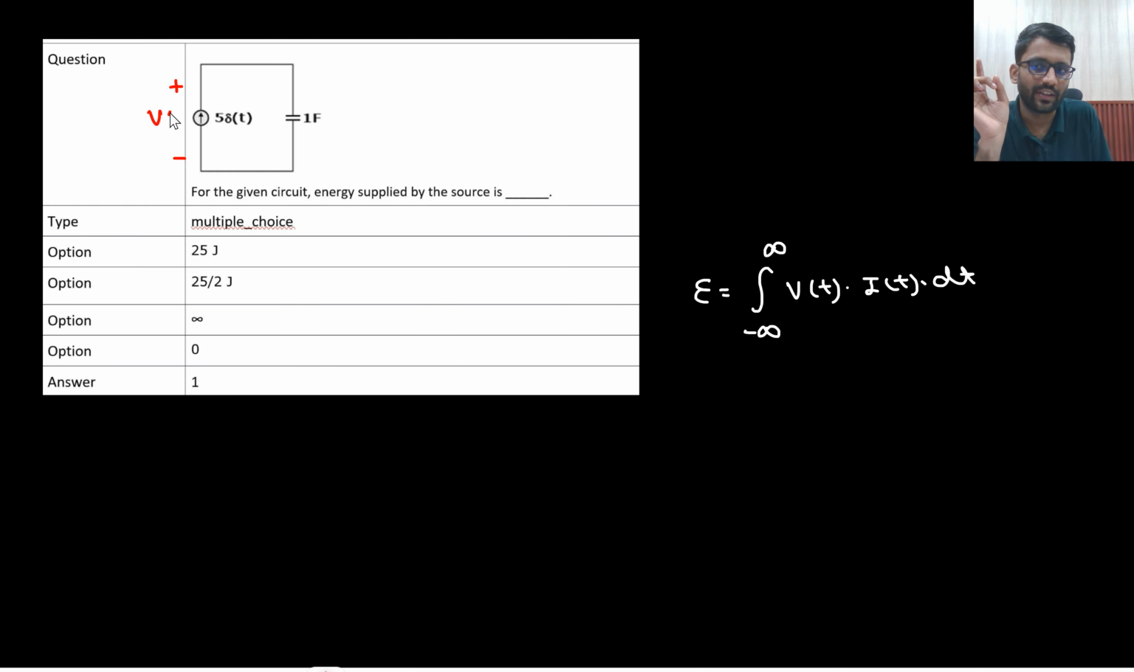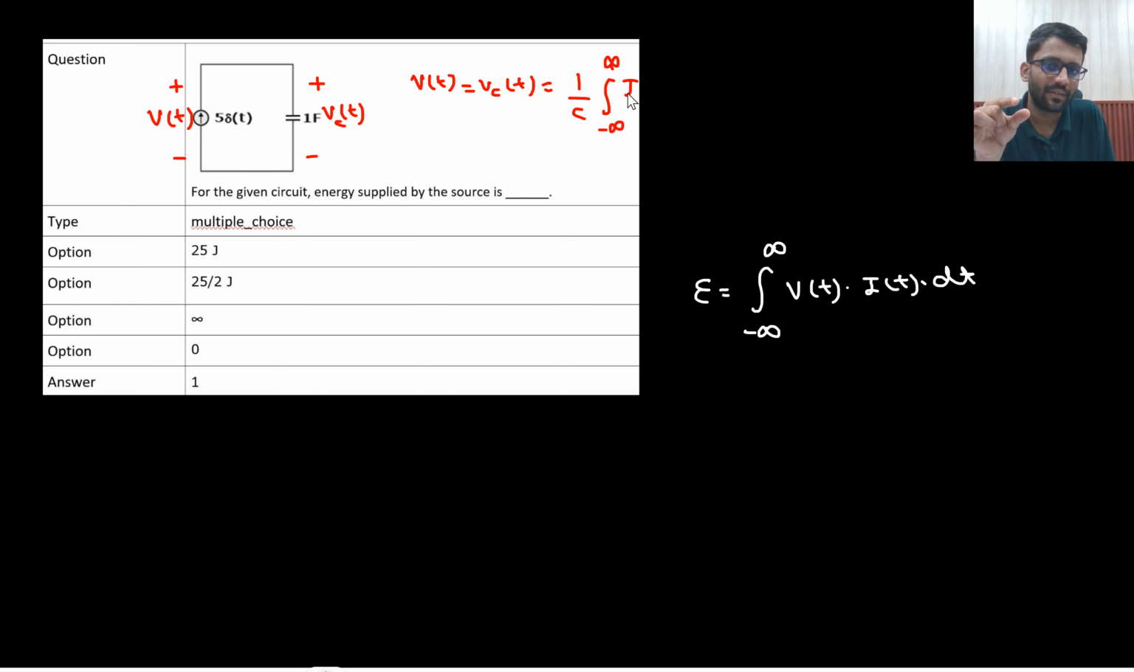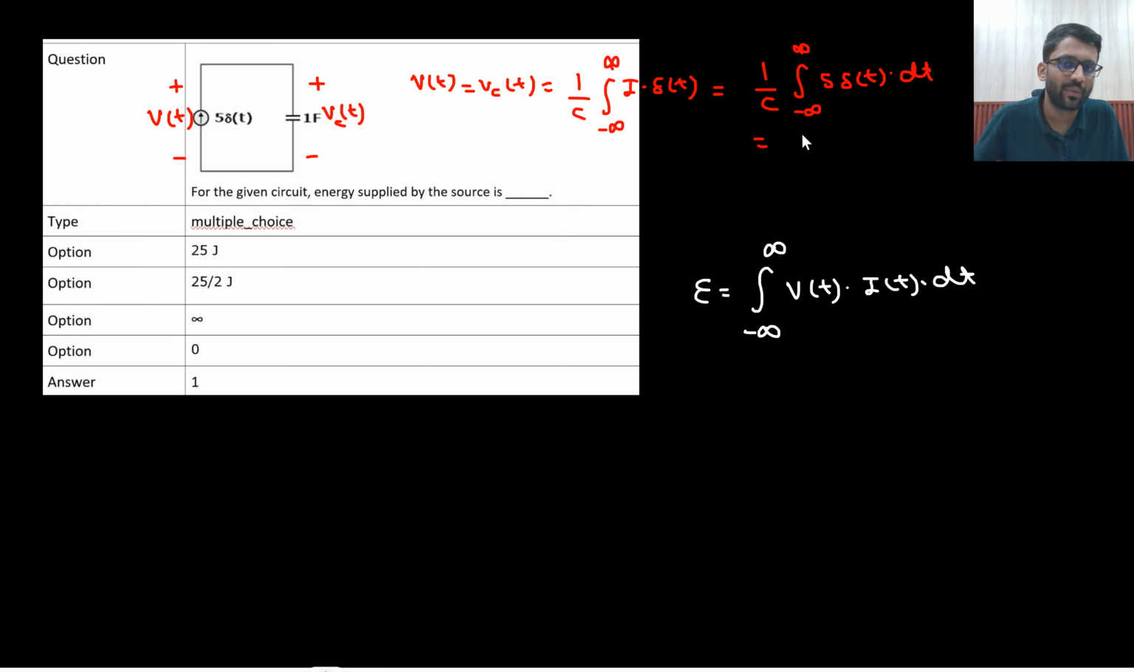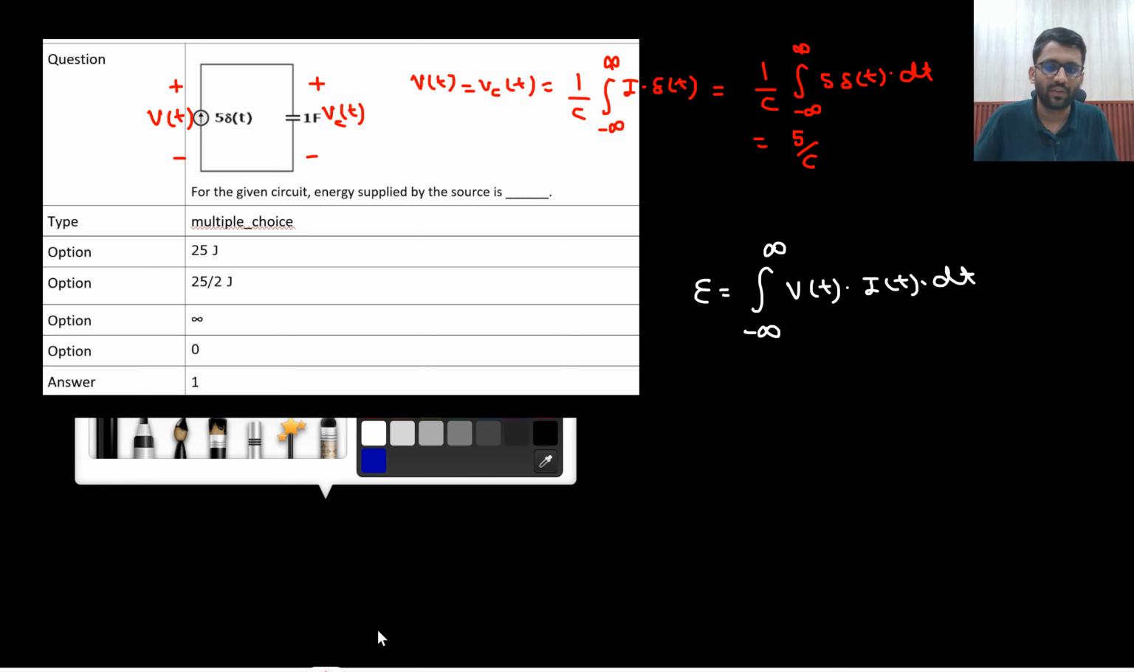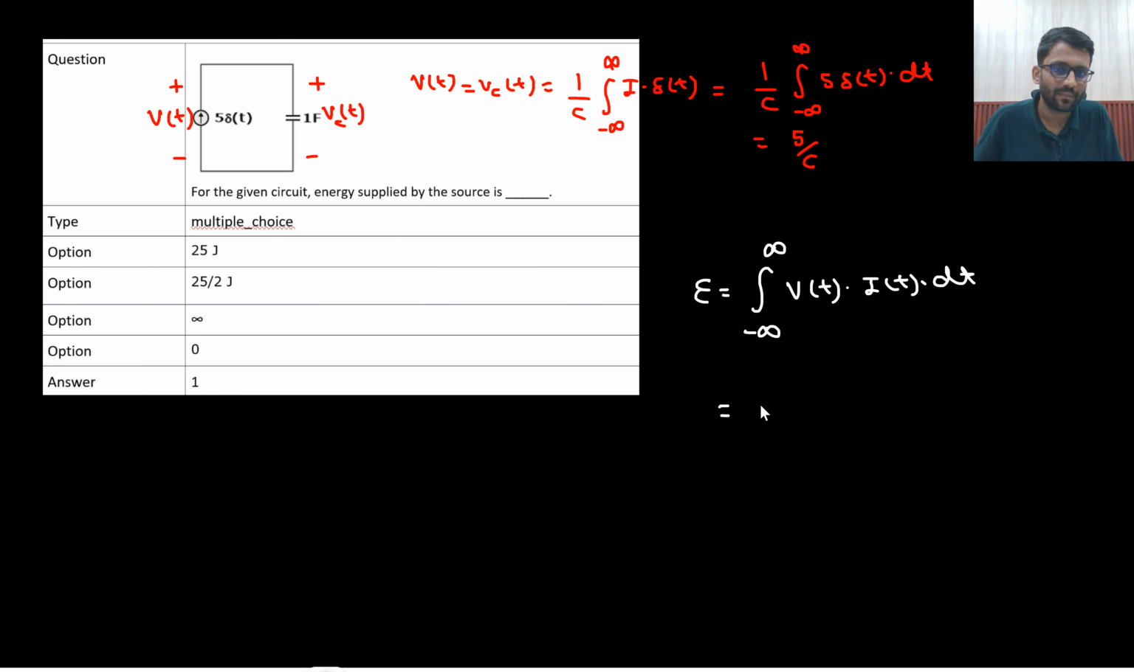You just need to find this voltage Vt, and this voltage will be equal to this voltage, right? So Vt is equal to Vc(t), and that would be equal to 1 by C integration of I dt, right? And that would be equal to 1 by C integration, what is I? That is 5 delta t into dt. So tell me one thing, what will be the integration of delta t from minus infinity to infinity? 1. So what would be the voltage? 5 by C volt. Voltage will be 5 by C volt.